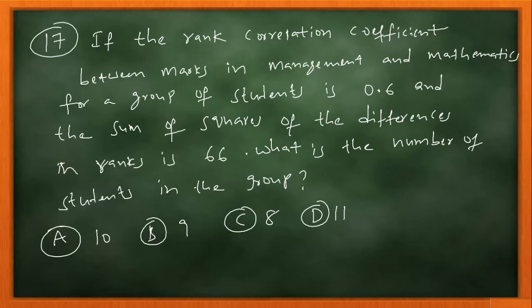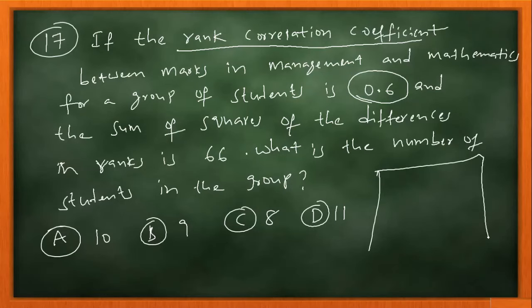See how to calculate this concept. What is given in this question? We know the rank correlation coefficient between the marks in management and mathematics for a group of students is 0.6, which means the given data is R equals 0.6. The rank correlation coefficient is given directly. That is the first point.